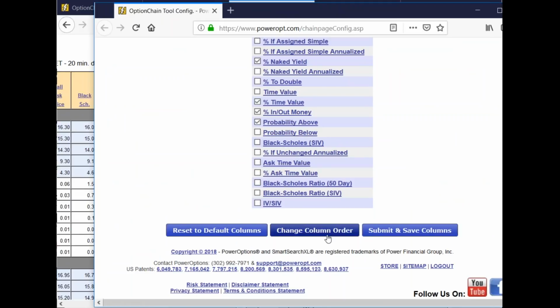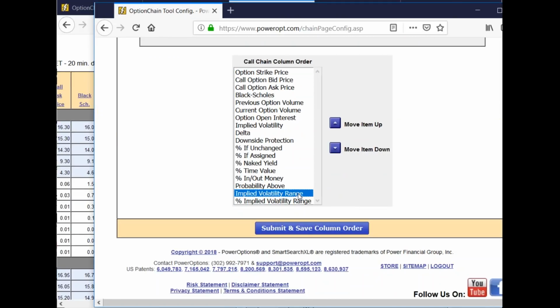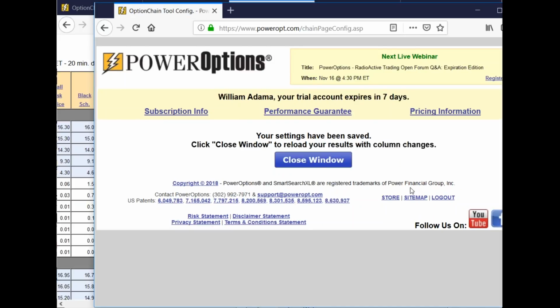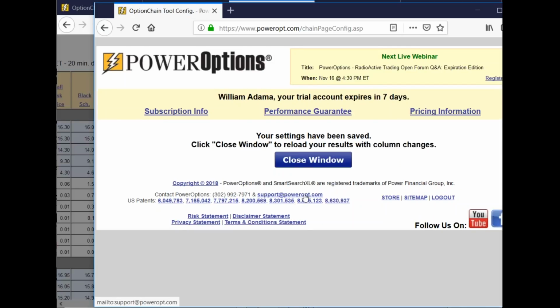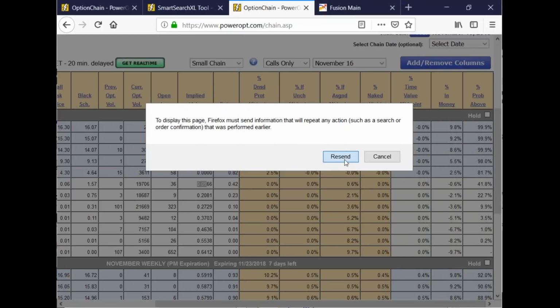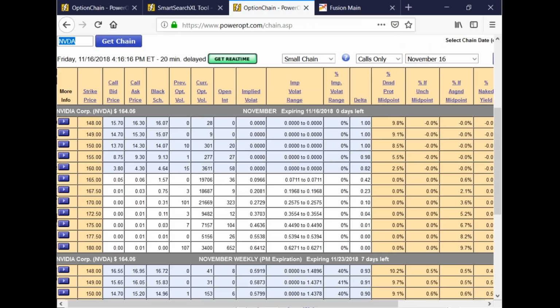I'm going to take a moment actually to reorder the columns because we're going to put these two new ones right next to the actual implied volatility for the option itself. Okay, now as Sam mentioned, we saw a 38% drop today, big fall. Let's go ahead and do that. Close the window. This is just going to pull our chain back up for us. Oh, I got to resend the information. My apologies. There we go. So there's my actual range, and here's the percent implied volatility range.